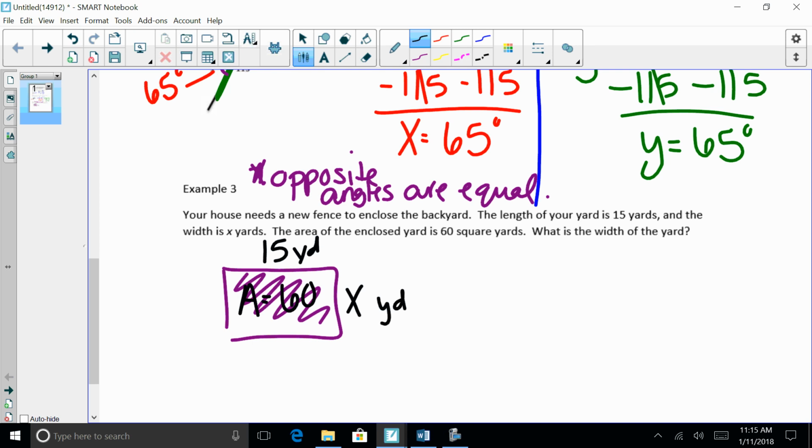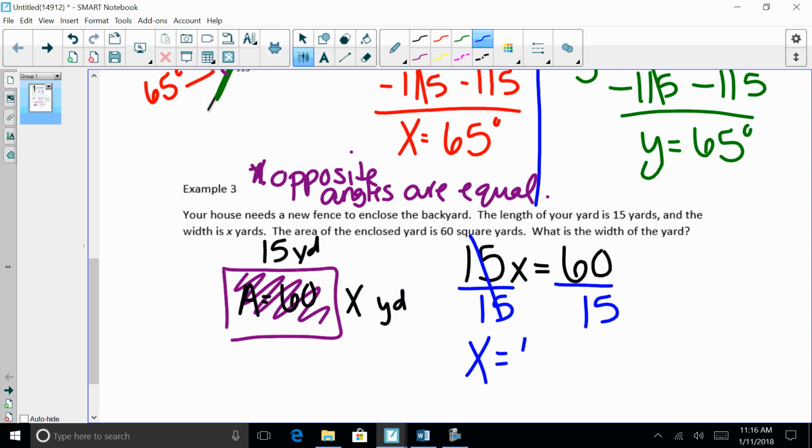So what you should remember is that in order to find area of a rectangle, you multiply the length times the width. So 15 times x equals my area of 60. To get that x to be 1x, I'm going to divide both sides by 15 because that's what's connected to the x. That leaves me with x equals 4 because 60 divided by 15 is 4, and I'm going to put my label of yards.